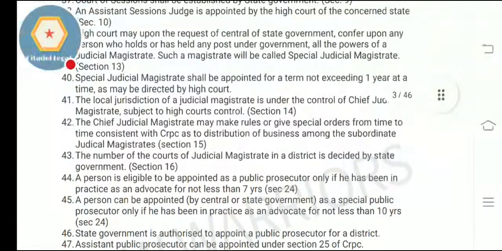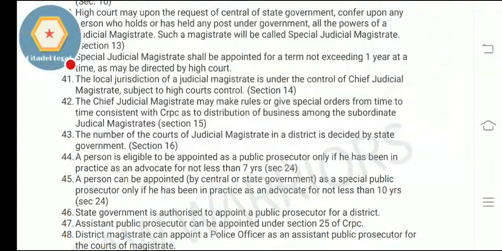Now, coming to 43, the number of courts of judicial magistrates in a district is decided by the state government. So this is the domain of the state government, to decide how many courts of judicial magistrates have to be established in a state or in a district.